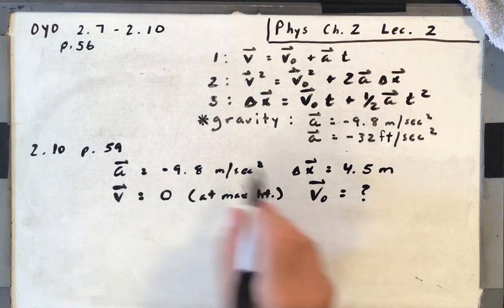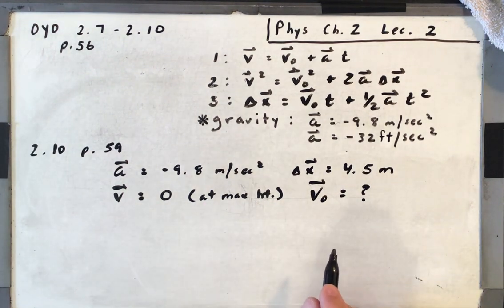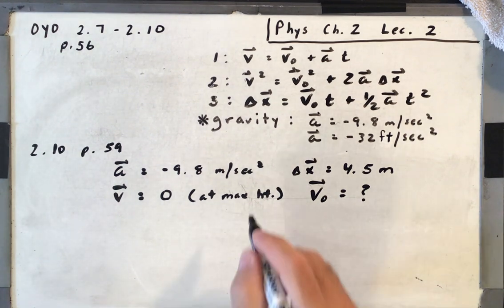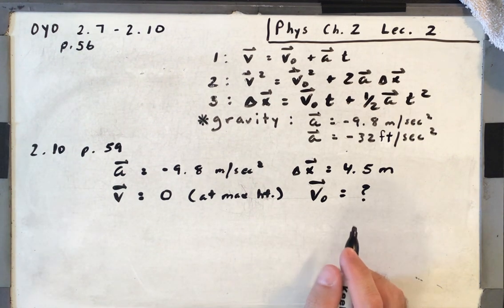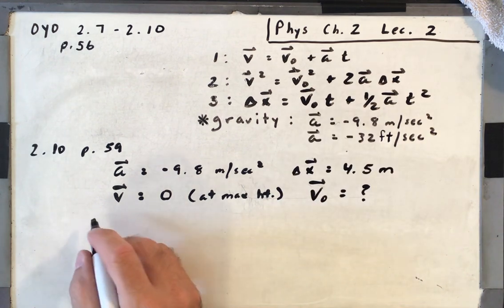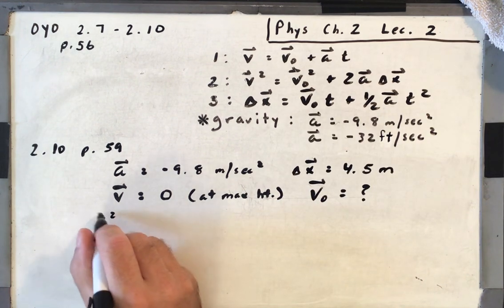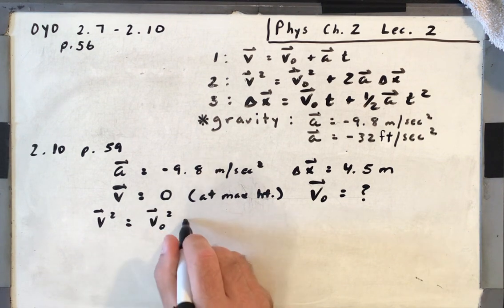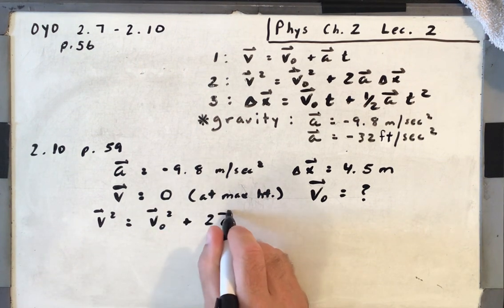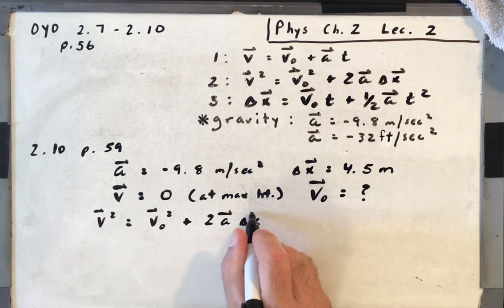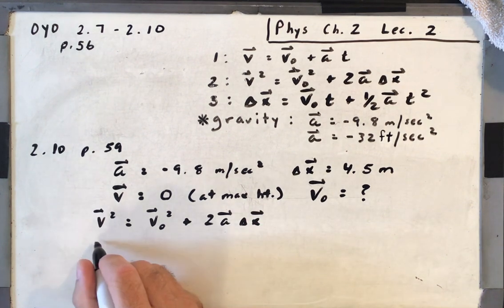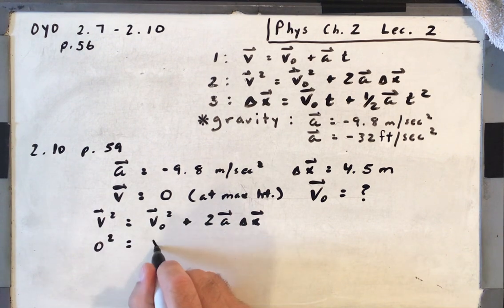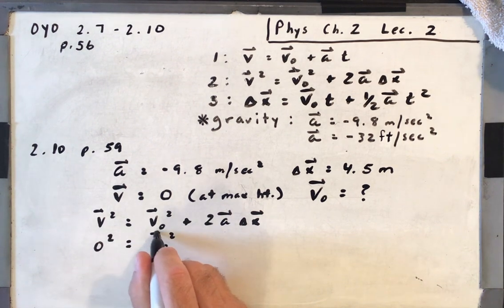So you always want to set up your problems this way. Even if you get something wrong, I can give you some decent partial credit if you will set things up like this. Okay, we don't know time. We're going to use equation 2. So final velocity squared is equal to initial velocity squared plus 2 times acceleration times delta x. All right, final velocity squared is 0. We want to know initial velocity.